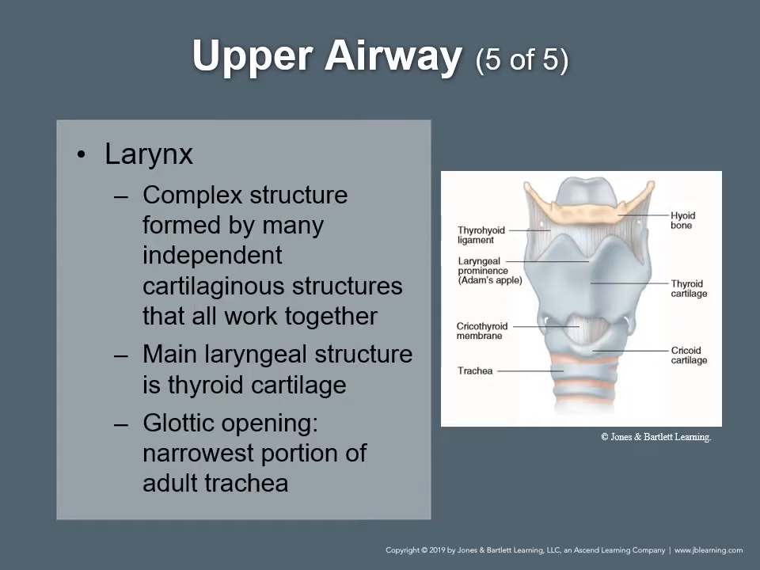The larynx is a complex structure formed by many independent cartilage structures that all work together. The main laryngeal structure is the thyroid cartilage. The glottic opening is the narrowest portion of the adult trachea. Airway patency depends heavily on muscle tone, and airway devices are occasionally inadvertently inserted into the piriform fossa.